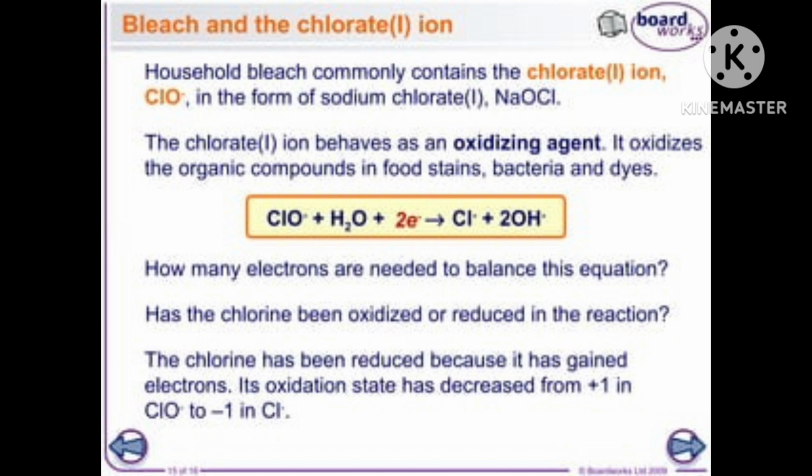ClO2 is used as a bleaching agent. Again, an important question: ClO2 is used as a bleaching agent for paper pulp and textiles and in water treatment. Remember, this question is very, very important. Of the four oxides I told you, ClO2 is the second one, and it is used as a bleaching agent for paper pulp and textiles and in water treatment.